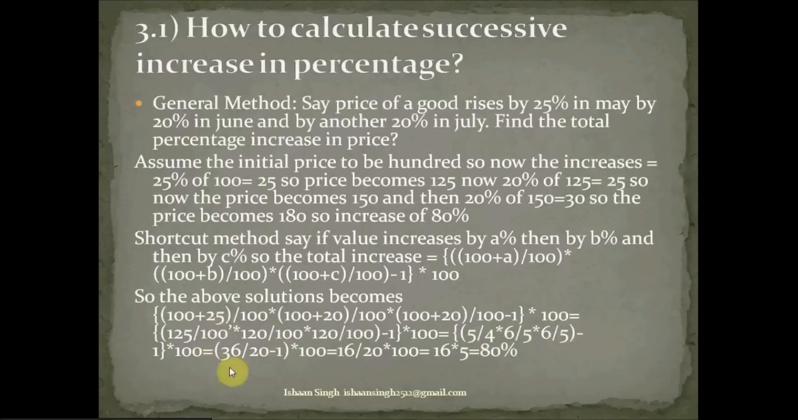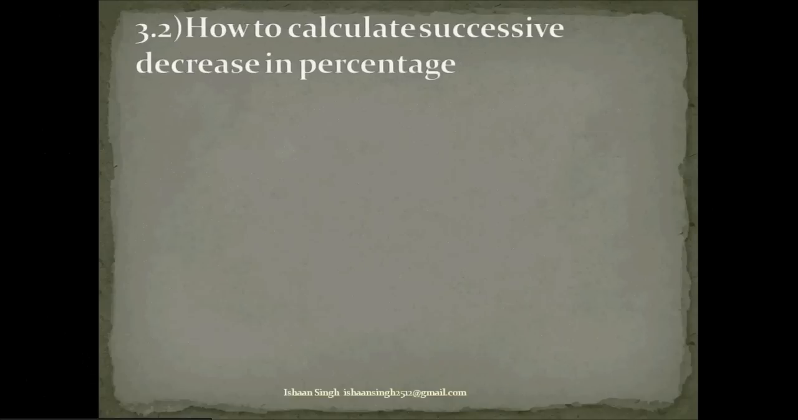Solve it, it becomes 36 by 20 minus 1, into 100, which is equal to 16 by 20 into 100. Cut this: 20 ones are 20, 20 fives are 100, so 5 into 16, and this becomes 80%. So by using a simple formula we have calculated the percentage increase.